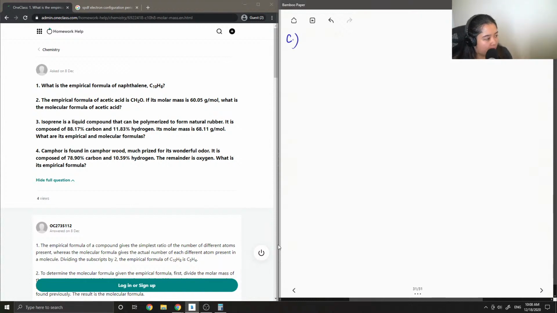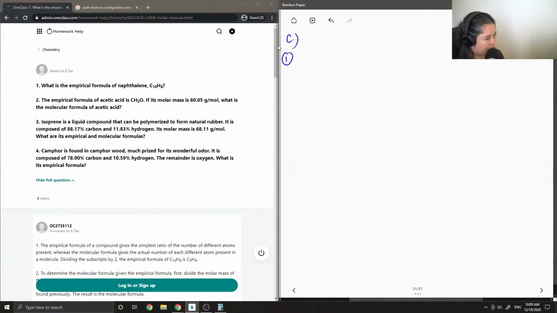Isoprene is a liquid compound that can be polymerized to form natural rubber. It is composed of 88.17% carbon and 11.83% hydrogen. Its molar mass is 68.11 grams per mole. What are its empirical and molecular formulas? So this is pretty much taking what we already know, and it makes it a little bit more difficult. But again, I'll break it down into different steps.